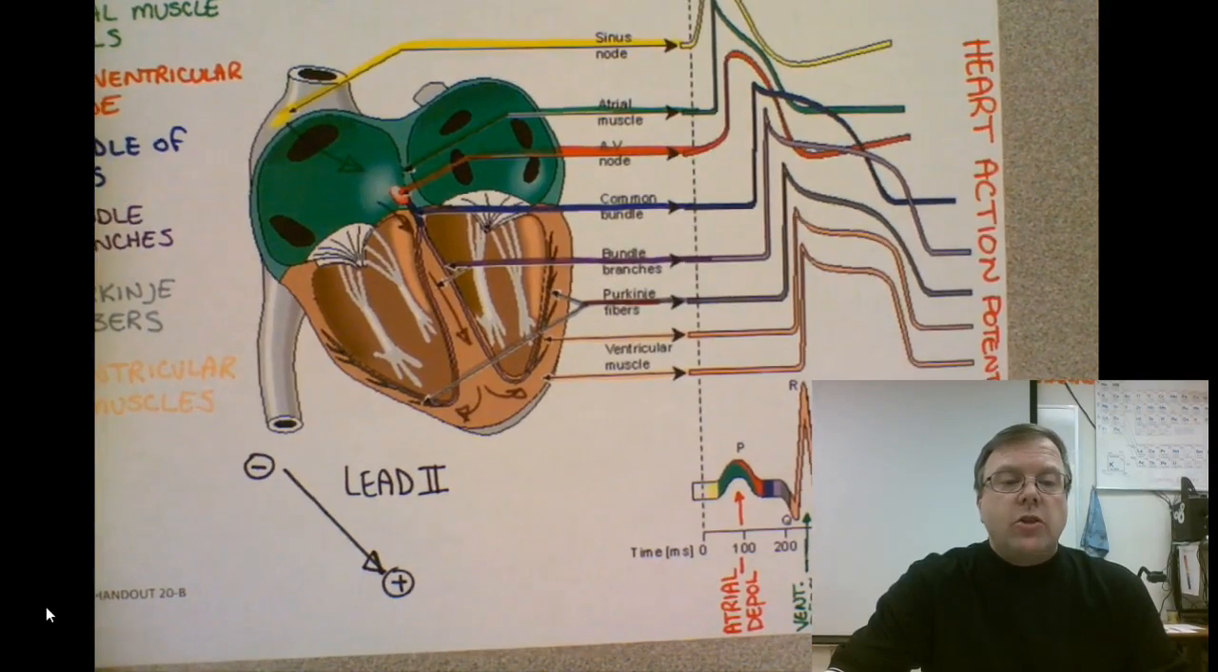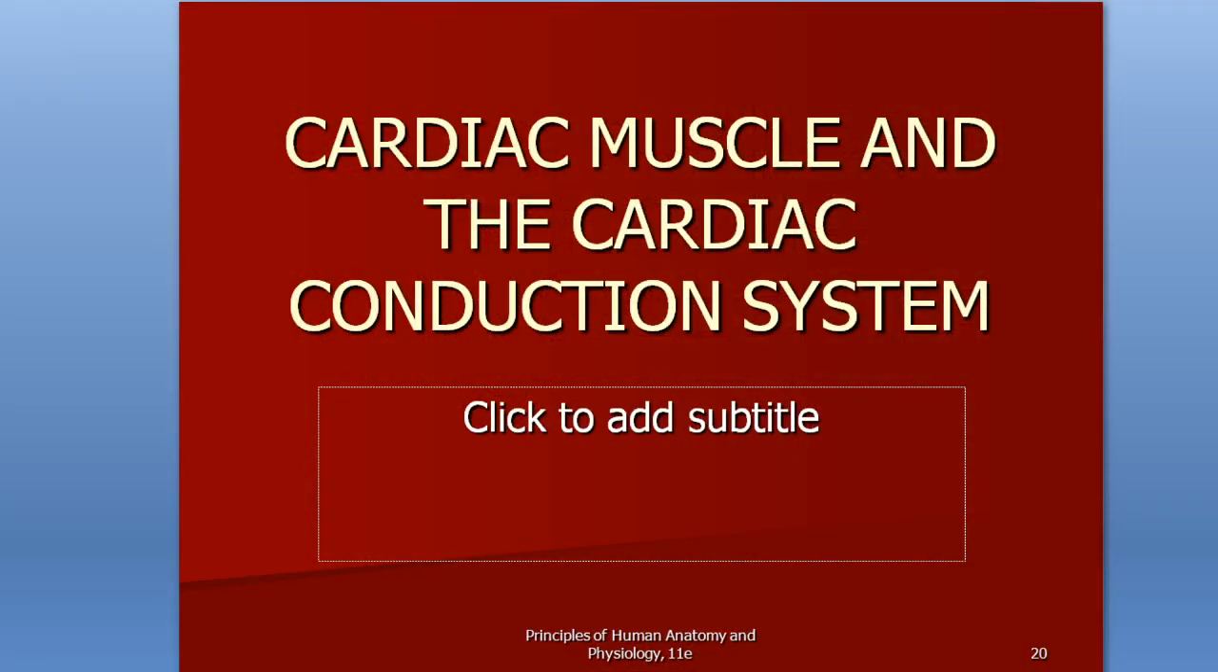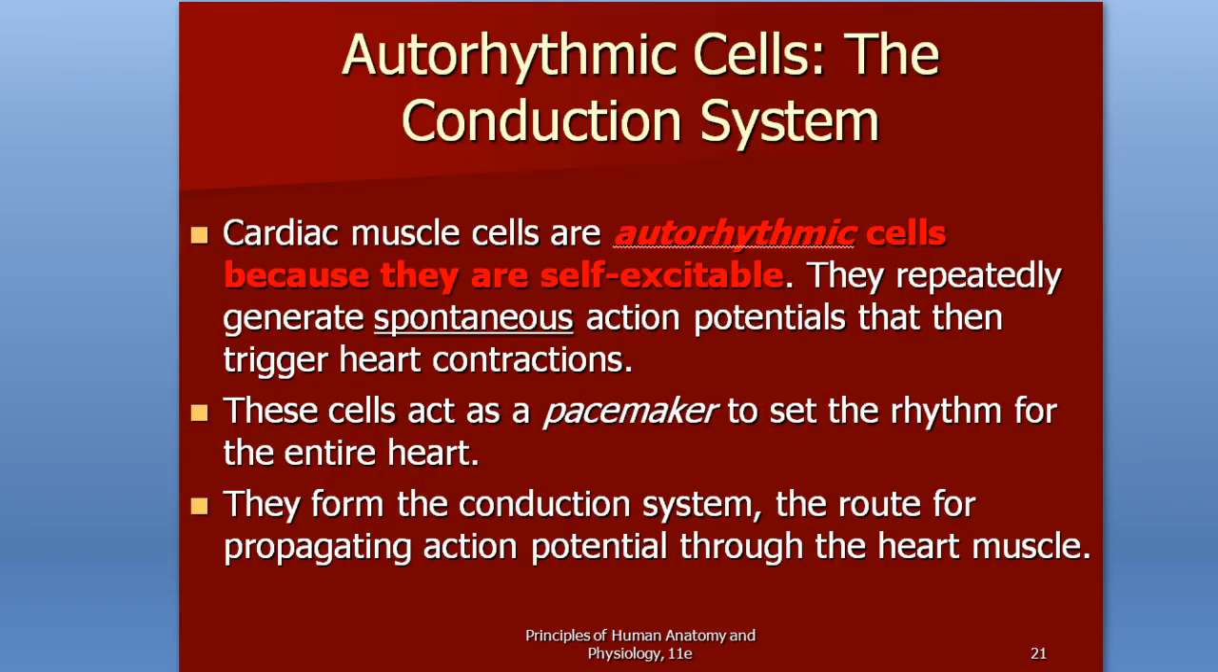So let's go to our PowerPoint and let's go through the cardiac conduction system. Now, to start off with, to introduce this, it says cardiac muscle cells are autorhythmic. That means they can make their own electricity. They are self-excitable. You see, our skeletal muscles are not like this at all. The skeletal muscles need a signal from our nervous system to contract. But heart muscles do not need this.